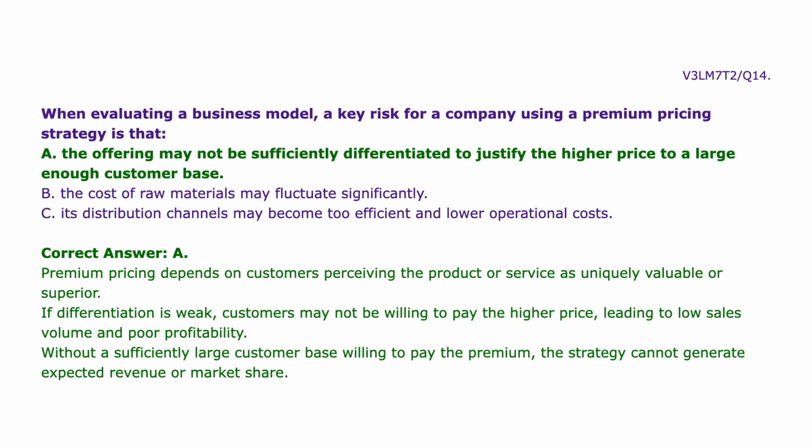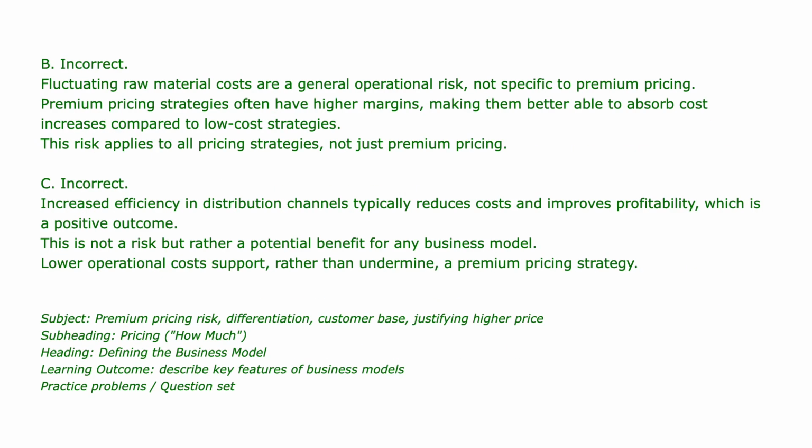Premium pricing relies on perceived product value. Weak differentiation can lead to low sales and profitability. B. Incorrect. Fluctuating raw material costs are a general operational risk for all pricing strategies, not just premium pricing. C. Incorrect. Increased distribution channel efficiency reduces costs and improves profitability, supporting a premium pricing strategy.